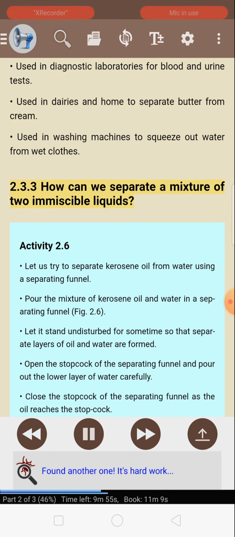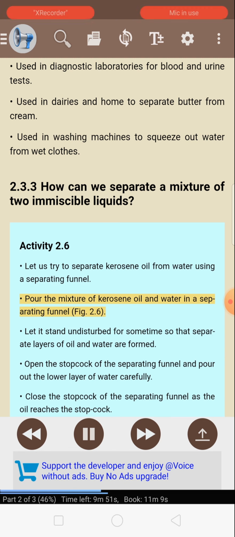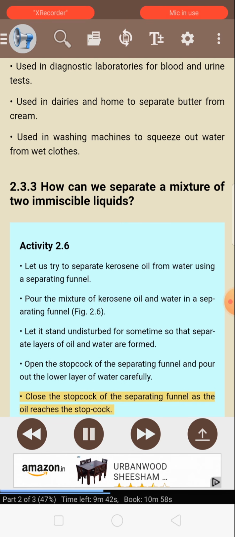2.3.3 How can we separate a mixture of two immiscible liquids? Activity 2.6. Let us try to separate kerosene oil from water using a separating funnel. Pour the mixture of kerosene oil and water in a separating funnel, figure 2.6. Let it stand undisturbed for some time so that separate layers of oil and water are formed. Open the stopcock of the separating funnel and pour out the lower layer of water carefully. Close the stopcock of the separating funnel as the oil reaches the stopcock.